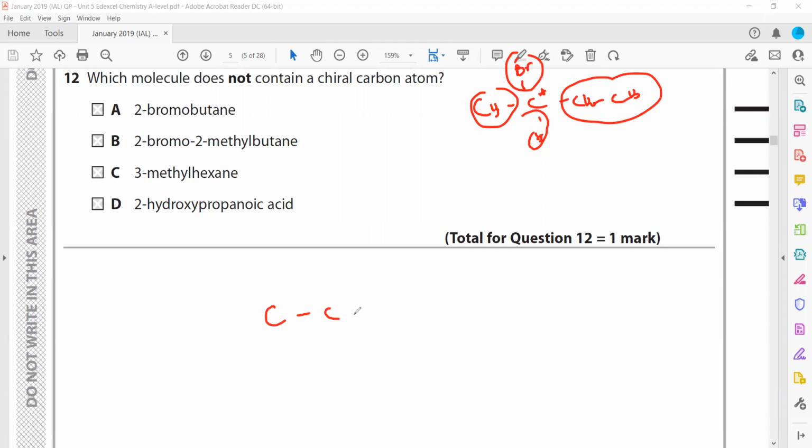So 2-bromo, 2-methylbutane: at the second position we have bromine, and at the second position we have methyl.